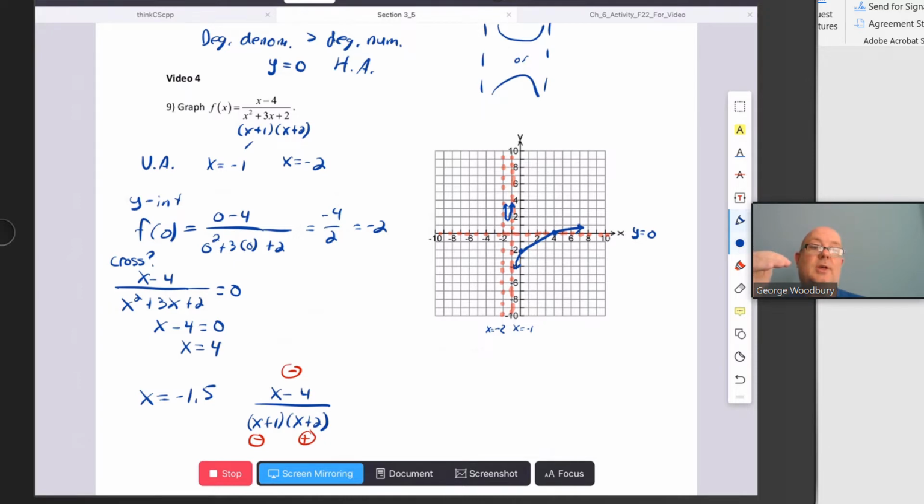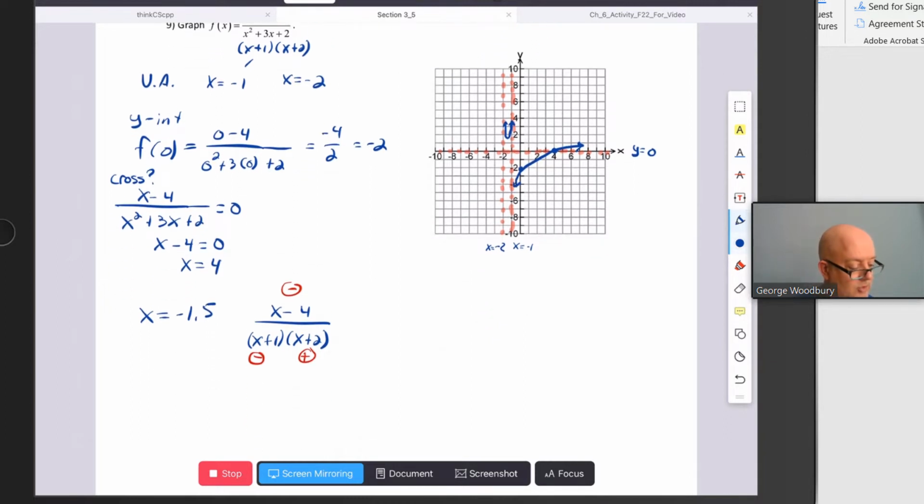-0.25, which is about positive 22. So it actually would be a lot higher than where I have it. But for a quick sketch, this isn't bad. When we want to get it a little more precise, though, we would plug that in.